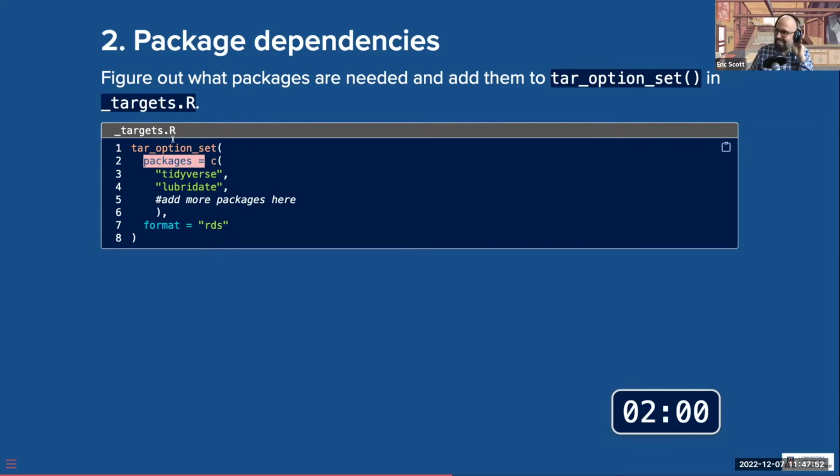Sorry, there's a lot to say there. Yeah, so you're going to look in _targets.R, look for this tar_option_set, figure out what packages this project needs, and put them in there. And so take a couple minutes and do that right now. Just do that individually.